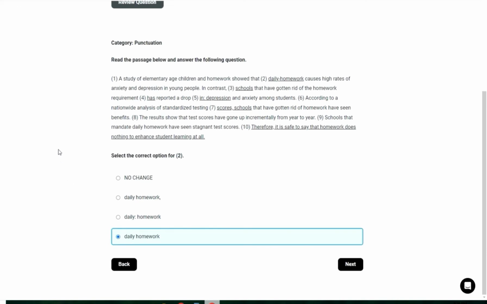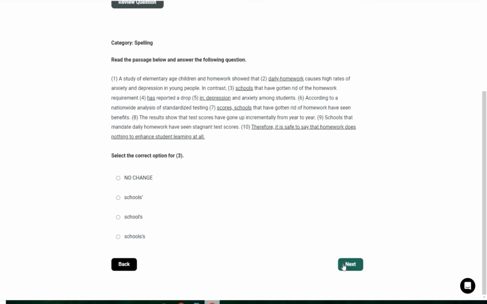So that leaves us D. Let's read it and make sure it makes sense. A study of elementary age children and homework showed that daily homework causes high rates of anxiety and depression in young people. Sounds great. Makes lots of sense. It should just be normal words, two words together, nothing in between them.